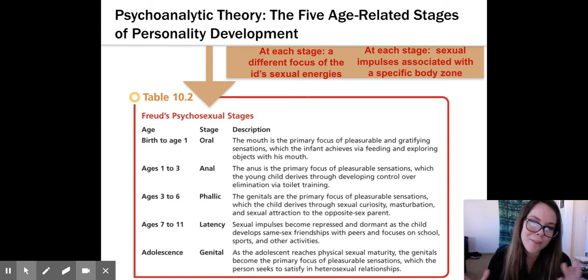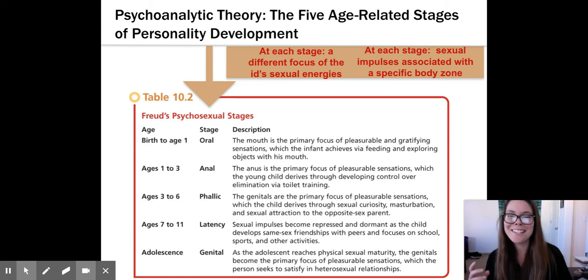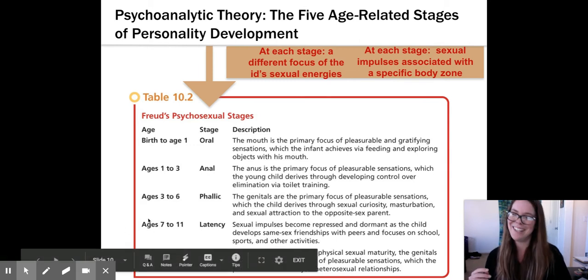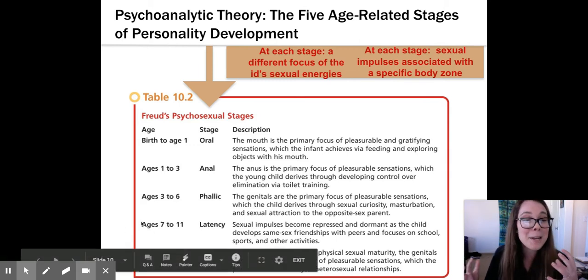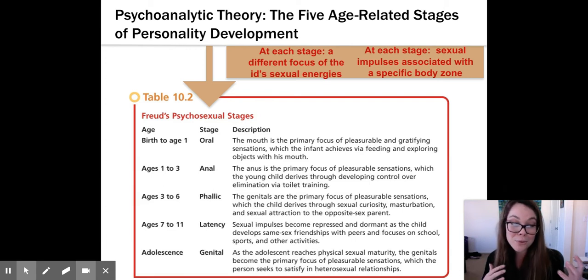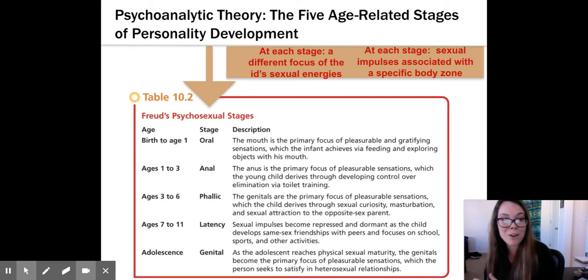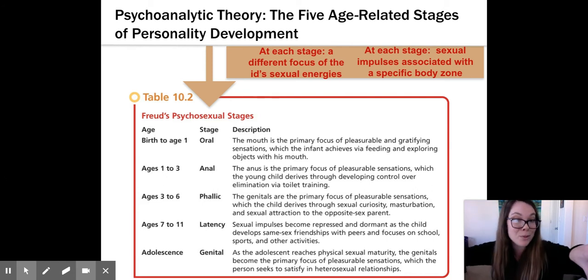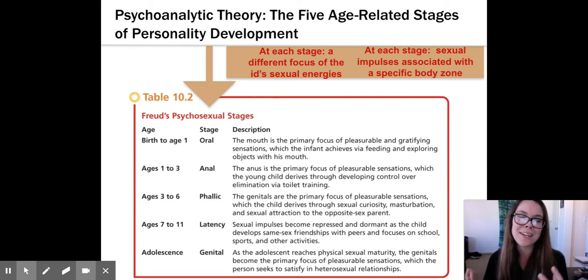Ages 7 through 11, latency phase. I always like to say this is the cootie stage. This is late elementary school, early middle school, where all the boys hang out with each other, all the girls hang out with each other, with our same-sex friends. The main focus is on school, sports, and other activities. It's the stage where things are more repressed in Freud's eyes.